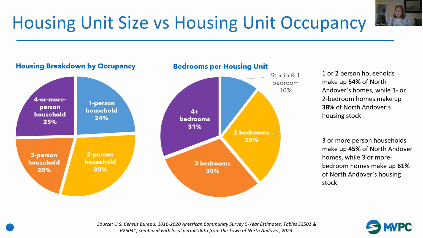So one of the things that's a key takeaway here right off the bat is that 1 or 2 person households in North Andover make up about 54% of homes, but 1 or 2 bedroom homes, so homes that are the sizes of 1 or 2 bedrooms, make up only 38% of the town's housing stock. On the flip side, we see that 3 or more person households make up 45% of North Andover homes, while 3 or more bedroom homes make up 61% of North Andover's housing stock. So what we start to see is a little bit of a mismatch between the size of the family living in a home, and the size of the home itself. We certainly always expect to see a mismatch because we know some people will want to live in a home with an extra bedroom or 2.